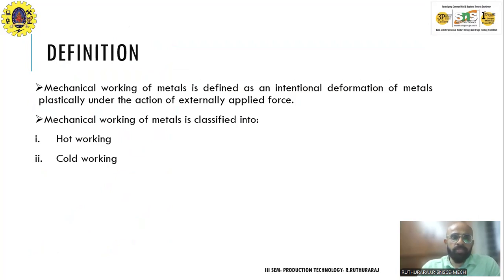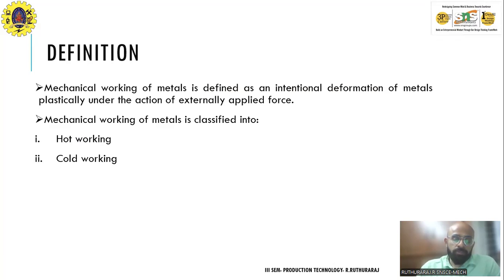So what is metal working actually? Why do we have to do metal working? Let's analyze that first. Metal working is the process of introducing some form of deformation or some form of stress into the metal. Why are we doing that? To make the metal work. We are working the metal to change the grain structure of the metal.